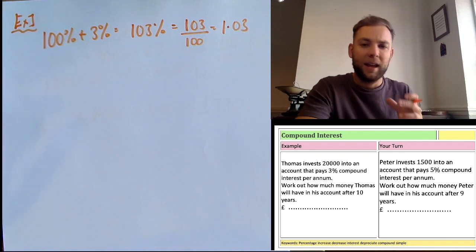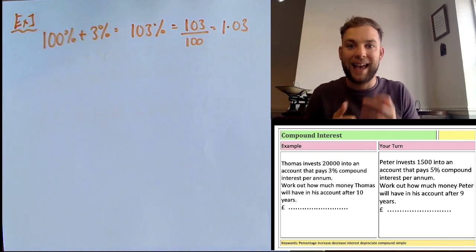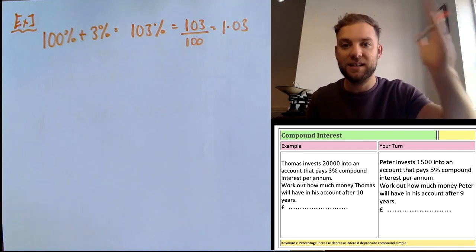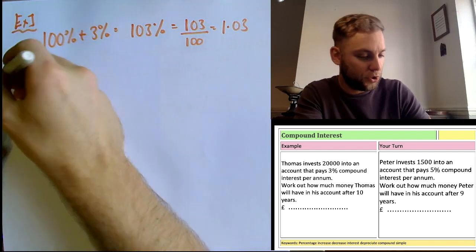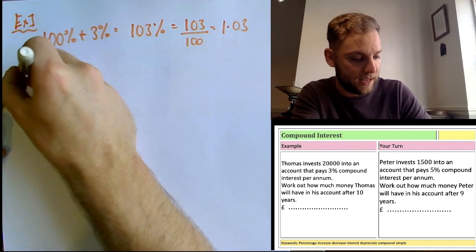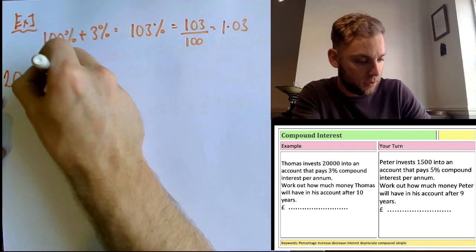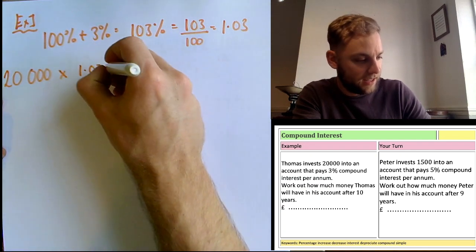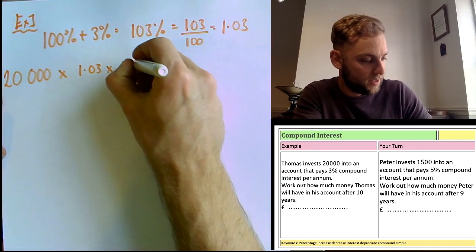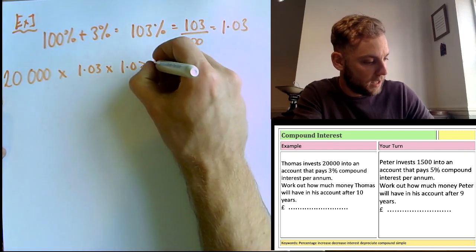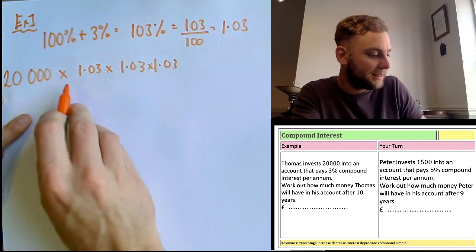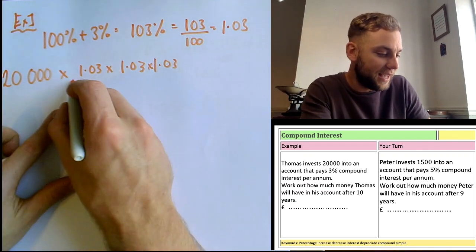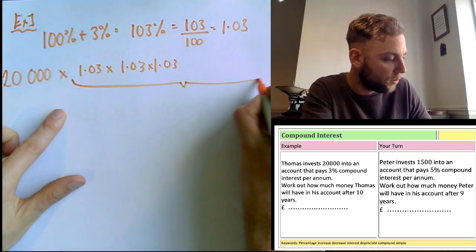Now, if I want to do this over 10 years, so increasing by 3% every single year for 10 years, then what I should do here is 20,000 times by 1.03 times by 1.03 times by 1.03. And it's already taking up too much space. This is already taking too long. So there is a quick way of doing this.